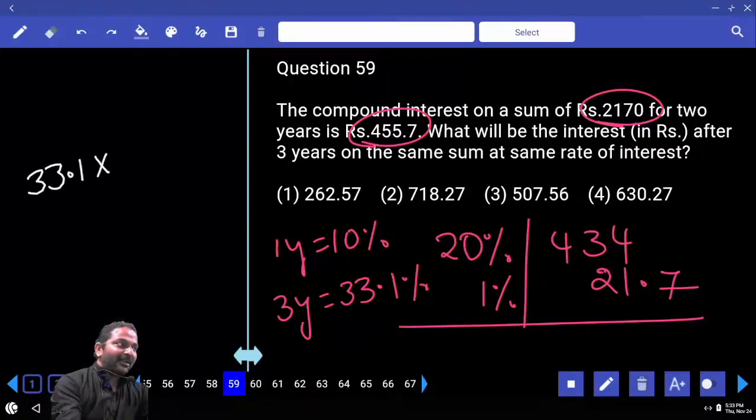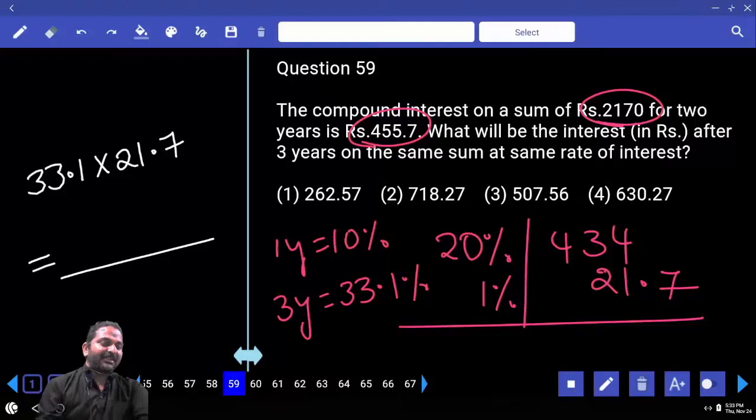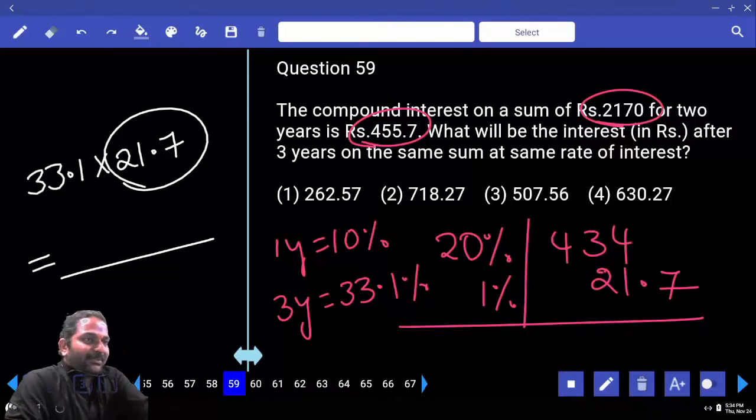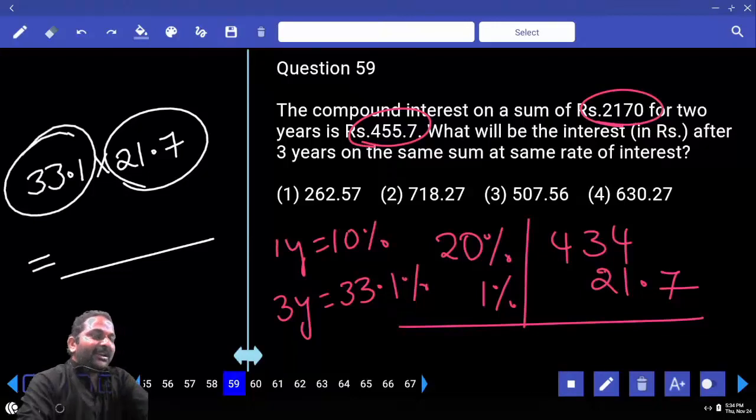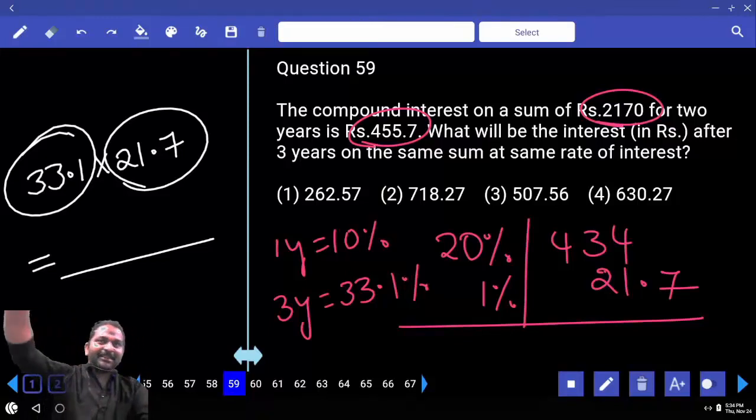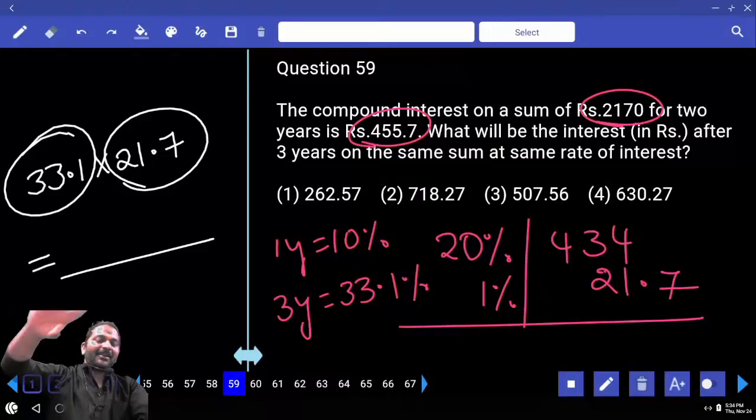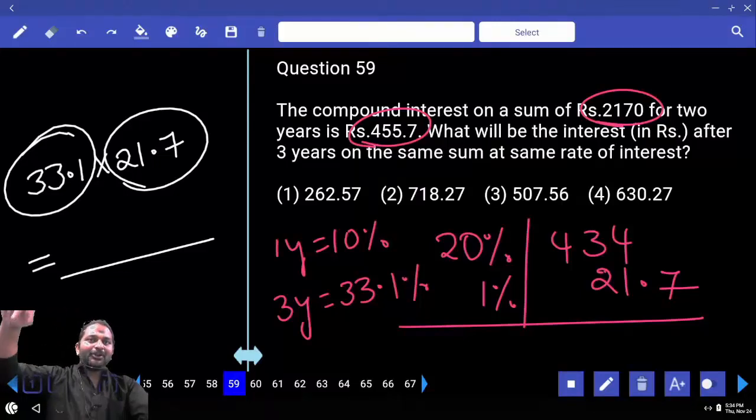33.1 into the 1% value, which is 21.7, correct? The answer must end with... how many options are there? Come on. You can go with the multiplication rule and all. Otherwise, approximately, can I treat it as 22? 22 into 33. 33 is a multiple of 3: 3 times 11. 22 is also a multiple of 2: 2 times 11.